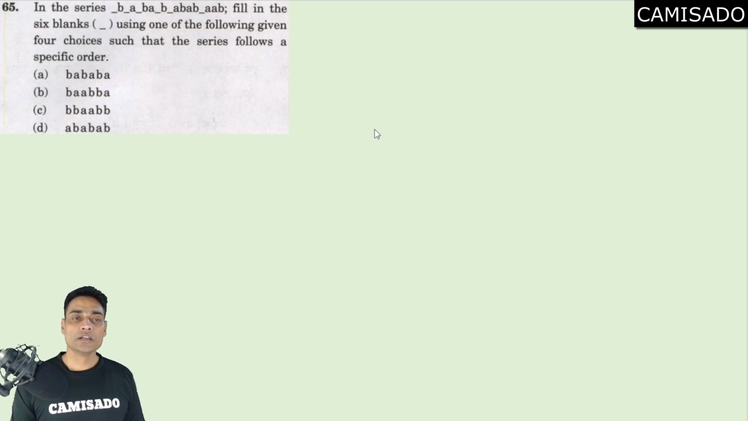Next, this question number 65, basically you have to see by putting different values of options A, B, C, D in the sequence, and then you will find out what the exact series is. I have sorted out this thing earlier, so D is the correct option.